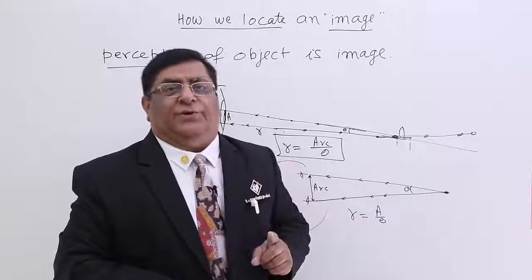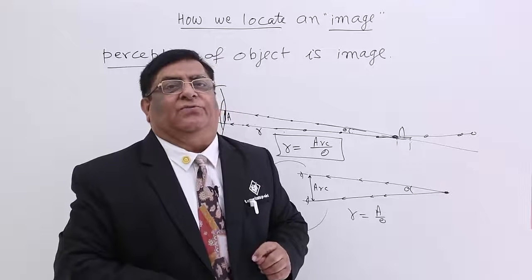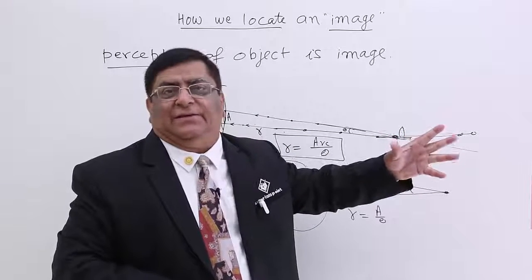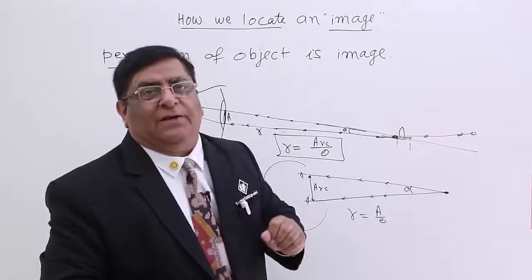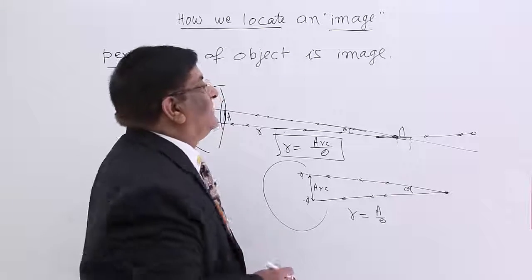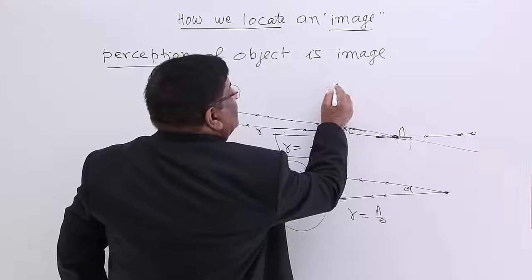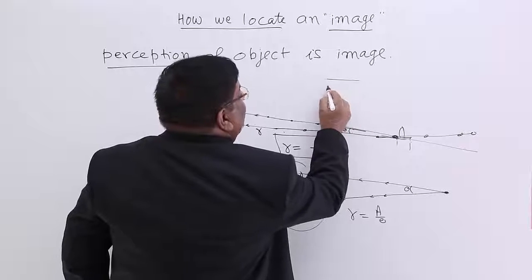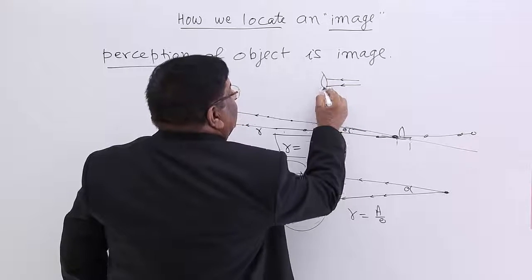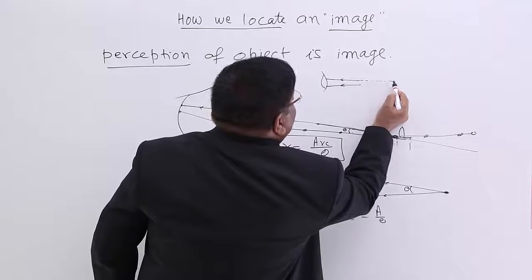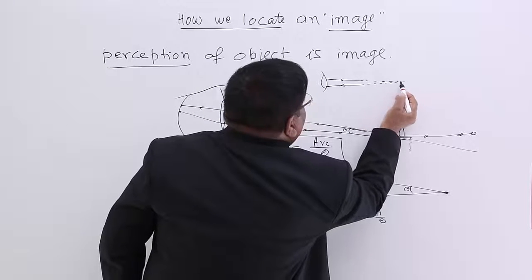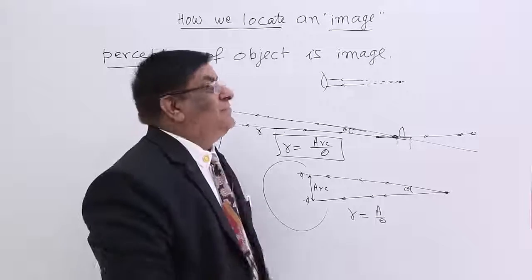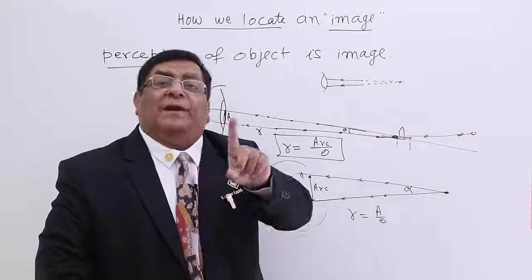Now this knowledge we are going to use wherever we are trying to find the location of an image which we are seeing. How will we find the location of the image? We will always take two rays which are entering the eyes. If these are the two rays which are entering the eyes, then we will say the image is here, because they appear to come from here. Sometimes this may be here, sometimes this may not be here.